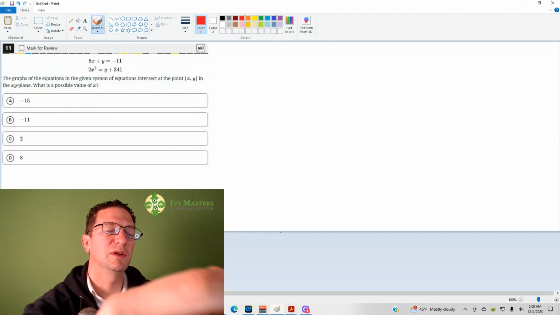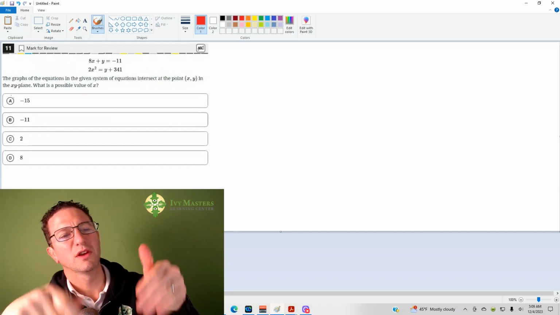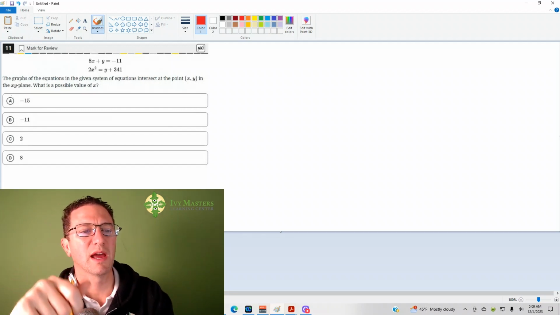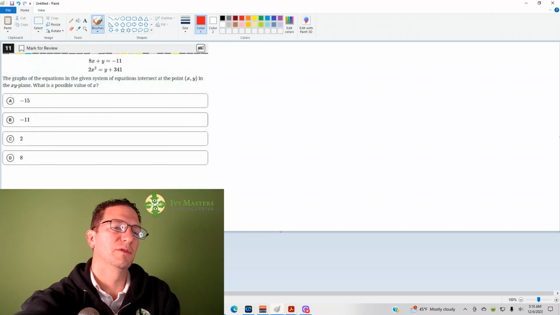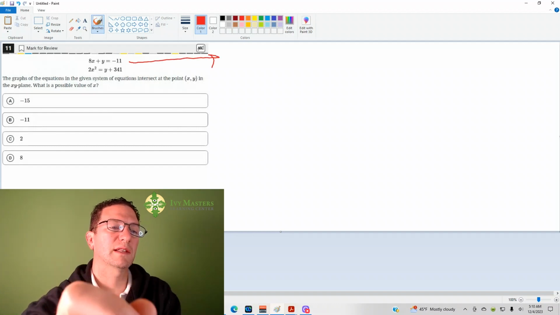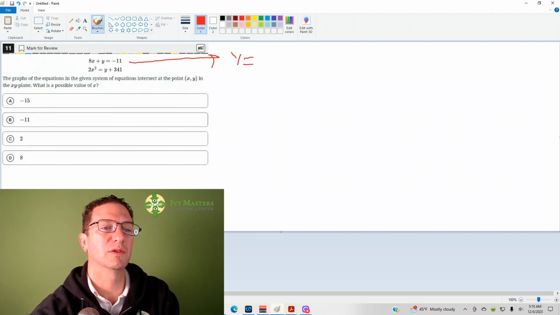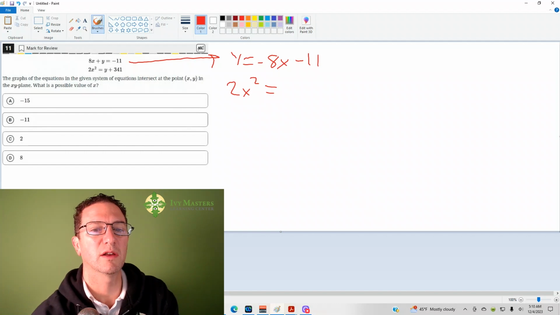The variables don't line up exactly in a way you could eliminate them, so you could substitute by getting a y alone or an x alone, but y would be easier. So here, if I just subtract 8x from both sides, you get y equals negative 8x minus 11. And then in the second equation, 2x squared equals, instead of writing y, I'm going to write negative 8x minus 11 plus 341.